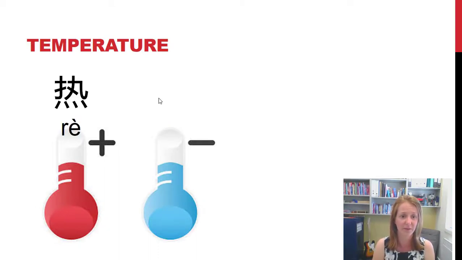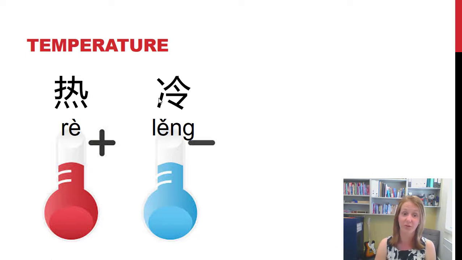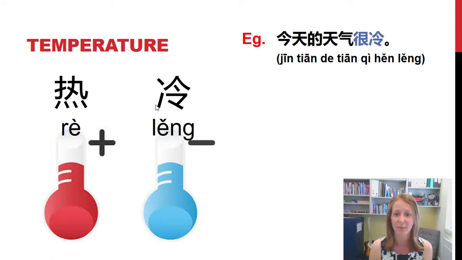Talking about temperature, we have 热, very hot, and 冷, very cold. What radical is this one? We see that this is the ice radical, so we know that it is very cold, 冷. For example, 今天的天气很冷. Today's weather is very cold. In English we say is very cold, but in Chinese we don't use the is, we just say very cold. Today very cold instead of today is very cold.